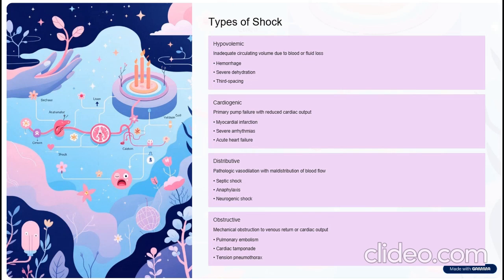Shock is categorized into 4 types: hypovolemic, cardiogenic, distributive, and obstructive. Hypovolemic shock results from blood or fluid loss, such as hemorrhage or severe dehydration. Cardiogenic shock involves pump failure, often due to myocardial infarction. Distributive shock features pathologic vasodilation, seen in septic shock. Obstructive shock arises from mechanical obstructions like pulmonary embolism.